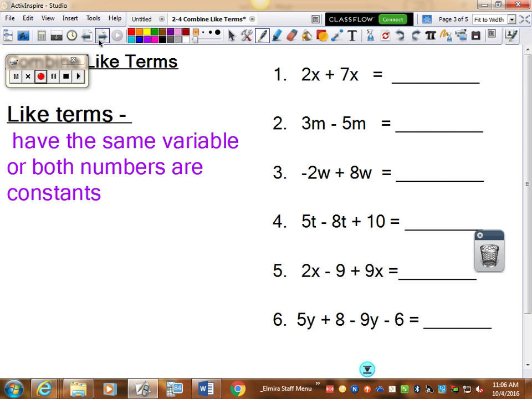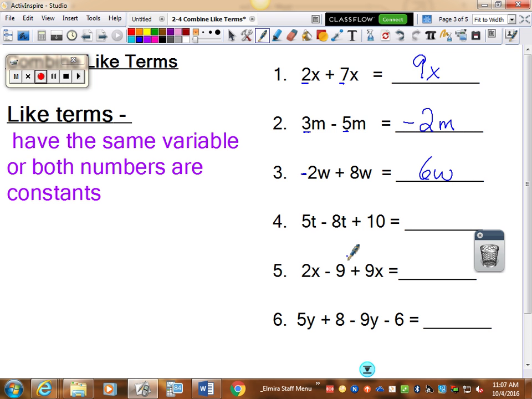So let's practice combining like terms. We'll start easy and end up with the most difficult I'm going to ask of you anyway. Negative 2x plus 7x, alright? I'm just going to take the coefficients and add them together. 5x. 3m take away 5m is negative 2m. And then negative 2w plus 8w is 6w.